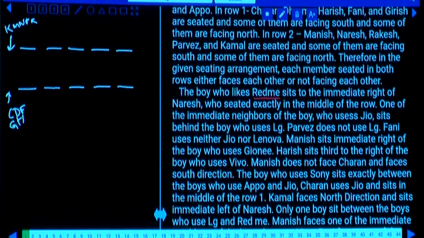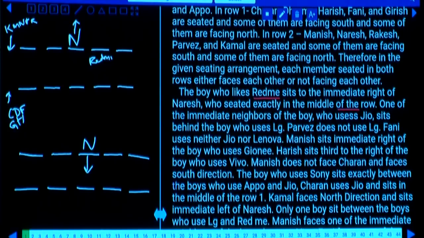The boy who likes Redmi sits to the immediate right of Naresh, who is seated exactly in the middle of the row. Naresh is at exactly the middle of the row. Immediate right means if Naresh is facing towards north, then the person who uses Redmi will be at this place. And if Naresh is facing towards south, 1, 2, 3, 4, 5, then Redmi must be at this place. Done with this?